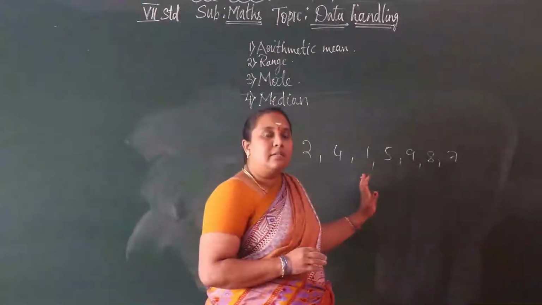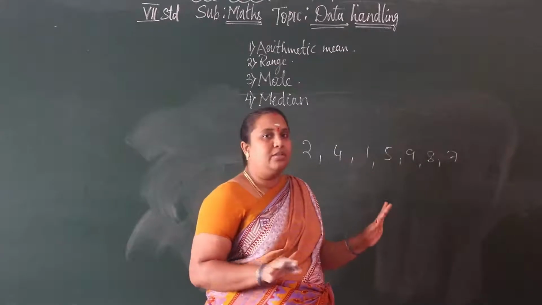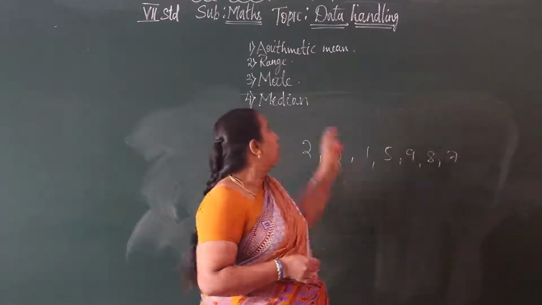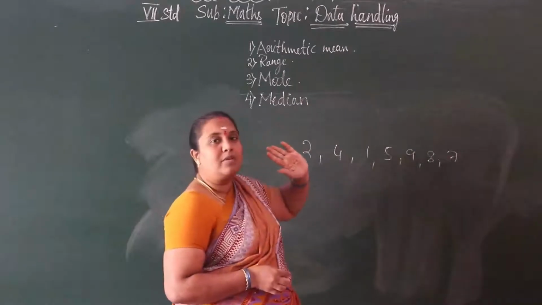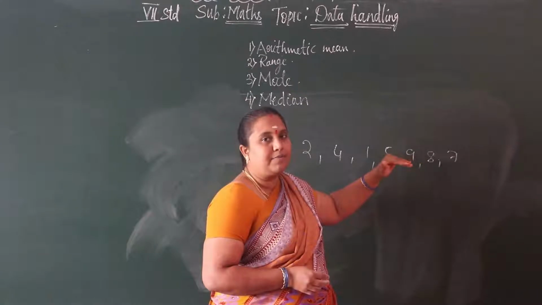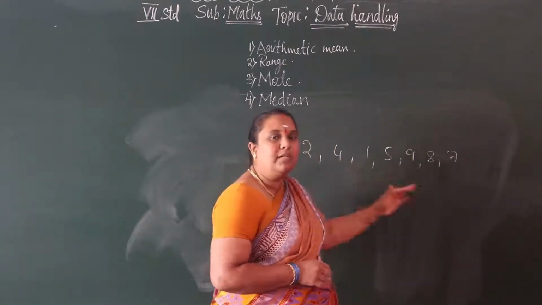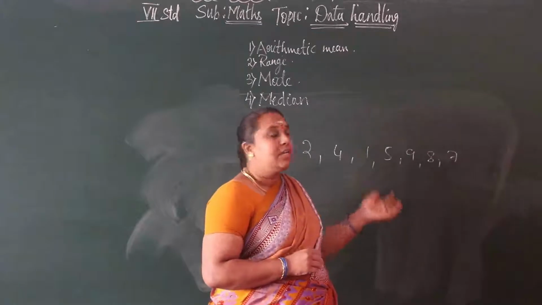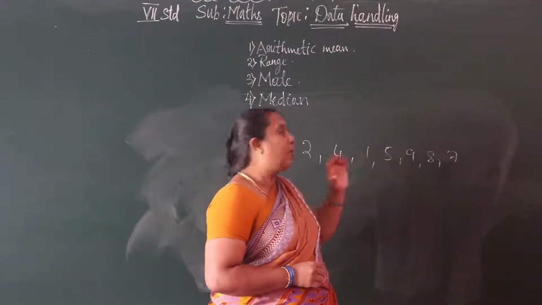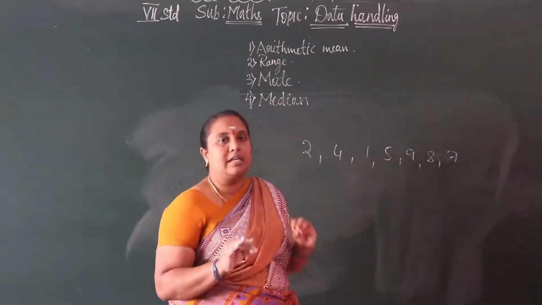So in this we have to find the mean. There is no need to change to ascending or descending order. Why? Because we have to add here. So arithmetic mean, what is the formula? Sum of the observations divided by the number of observations. We have to add all these observations and divide by how many observations we have. There is no need to write ascending or descending order. But here, range: range also has no need for ascending or descending order.